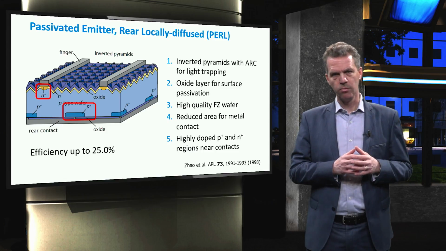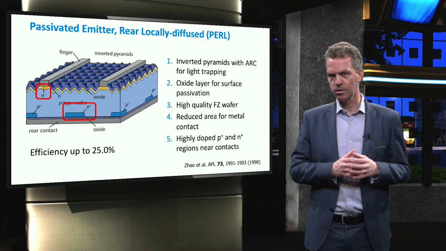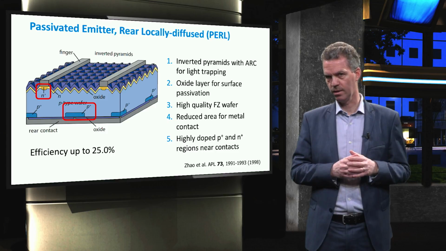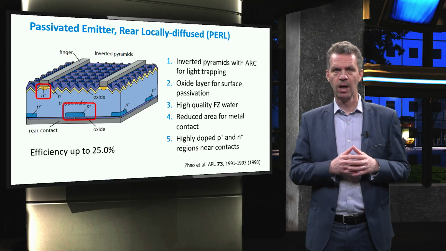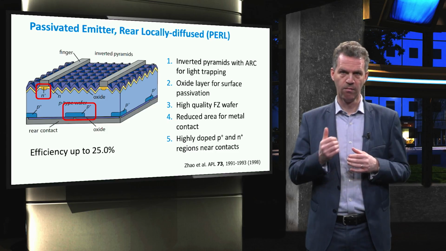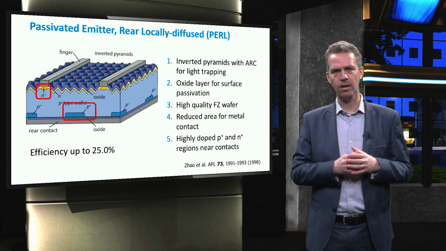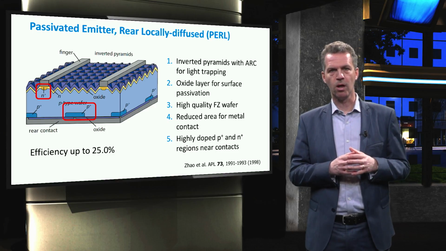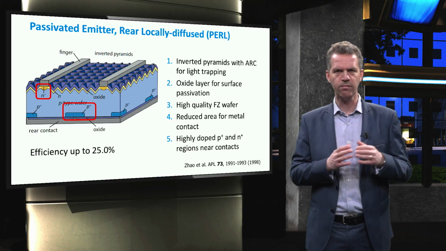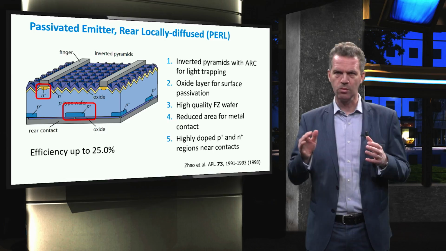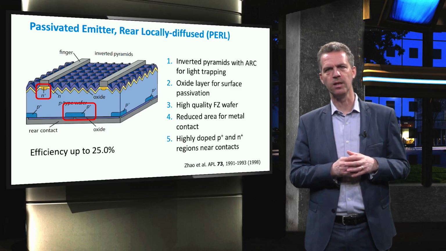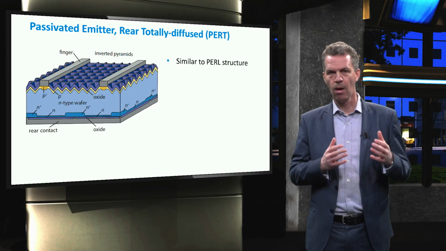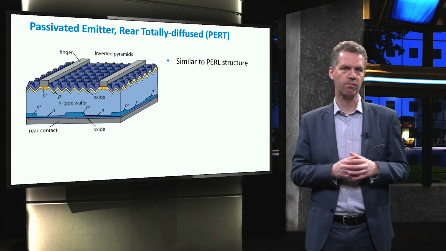Combining all these features, the researchers managed to obtain a conversion efficiency up to 25%, which remained unchallenged for more than a decade. The PEARL concept, however, includes some complex processing like photolithography that are therefore hard to scale up and are expensive. It also suffers from current crowding effects since there is only local diffusion at the back contact. Holes will need to travel laterally towards the doped regions in order to be collected, which increases the cell's series resistance. PERT technology focuses on this specific issue.